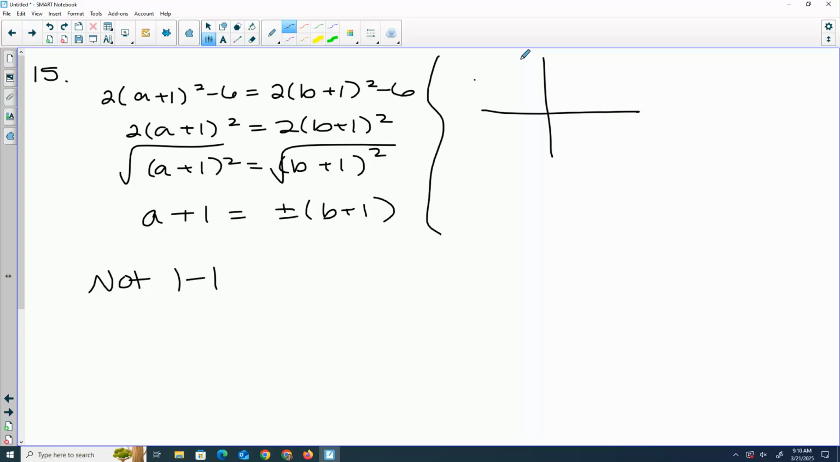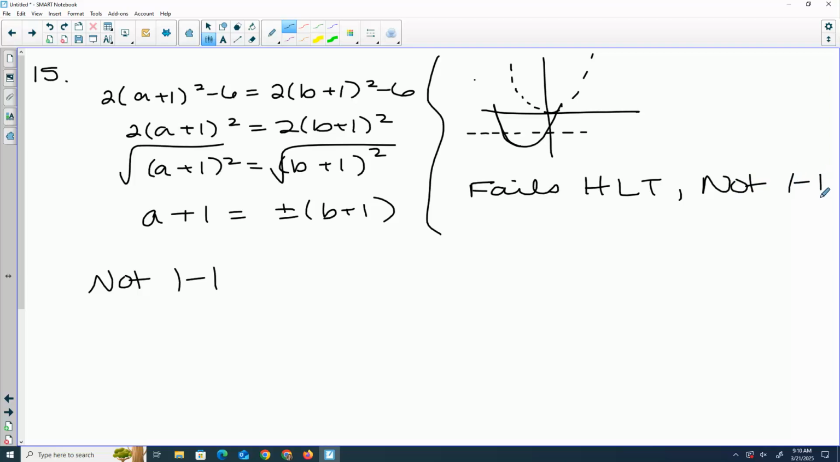If you want to think about a graph, we know x squared is a parabola. This parabola, the 2 is just making it skinnier, the plus 1 just moves it left and down, but ultimately we're still getting a parabola. And it fails the horizontal line test. Remember, if something fails the horizontal line test, that means it's not 1-to-1. So you could do it the algebraic way, or you could do it the graphing way.